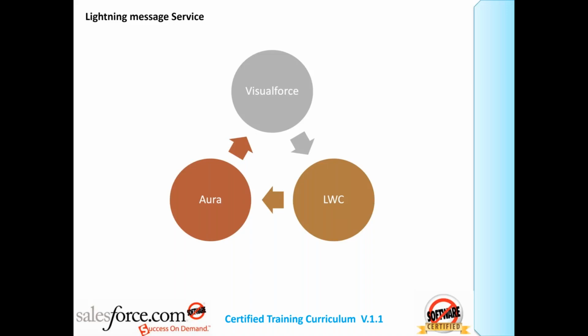Communication between components across the framework technology is called LMS, Lightning Messaging Service. It is known as LMS, Lightning Messaging Service. Now start writing the properties.